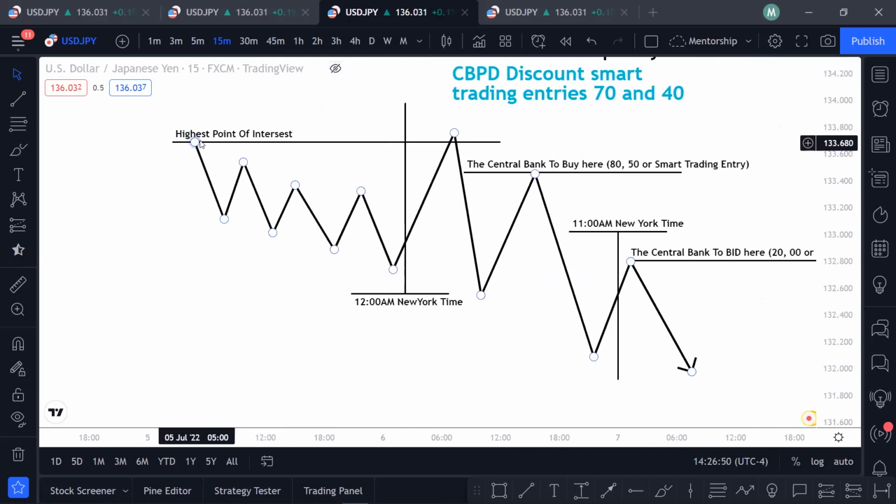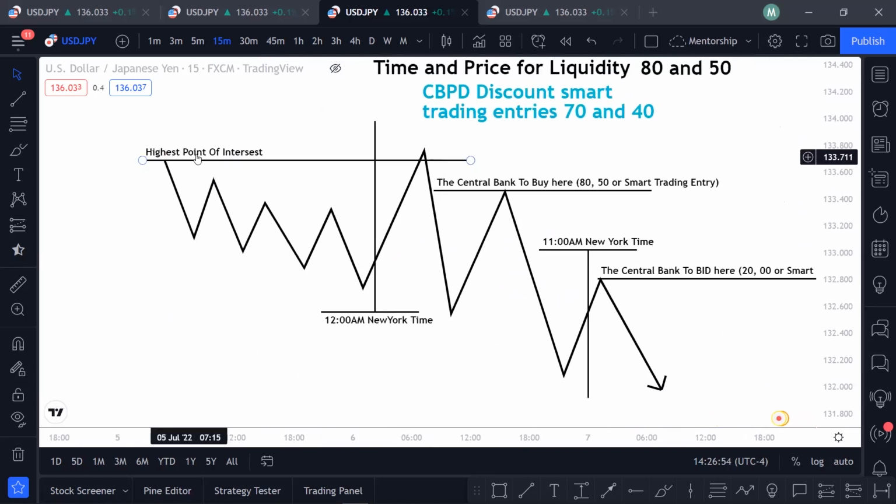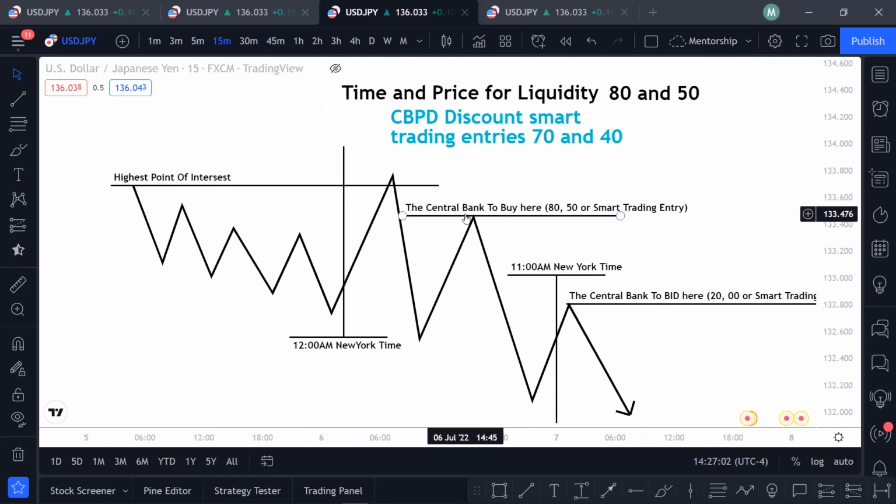If the dollar runs above, the euro, if the euro runs above the highest point of interest, your entries should only be where the central banks are willing to sell, to buy. And I'm going to explain to you why they are buying here, why they are not selling, but they are buying.